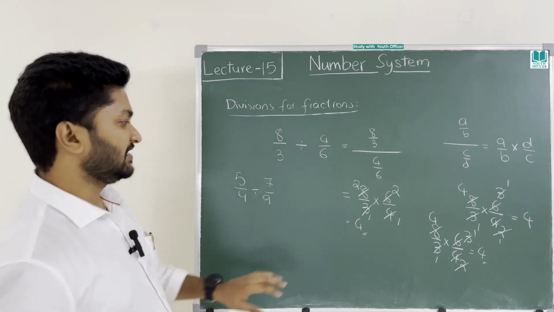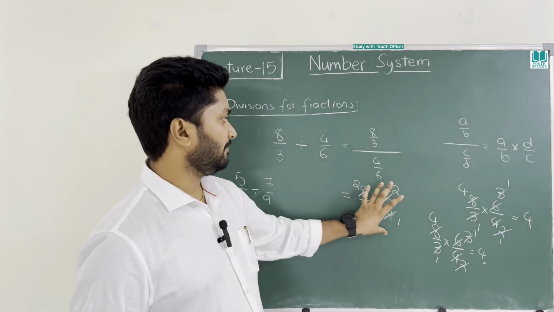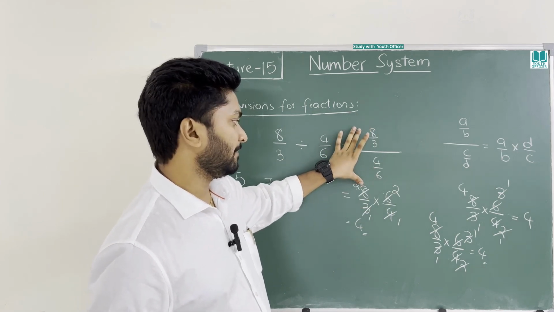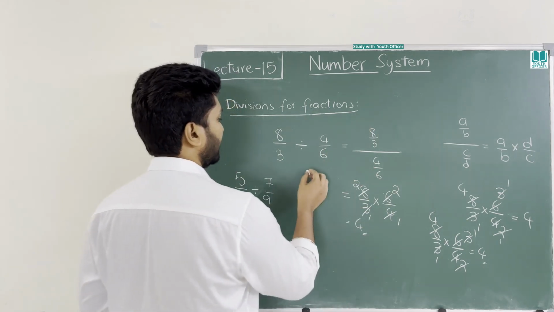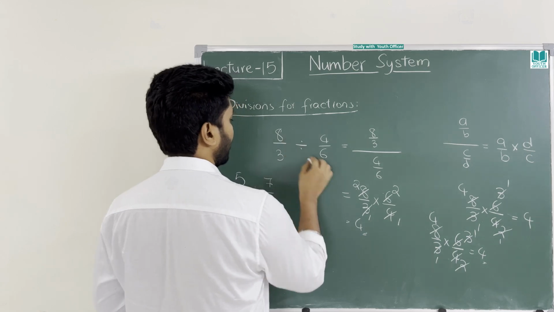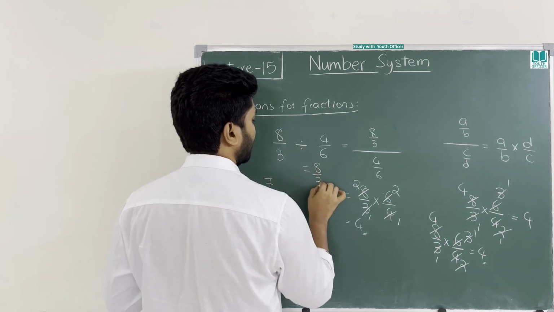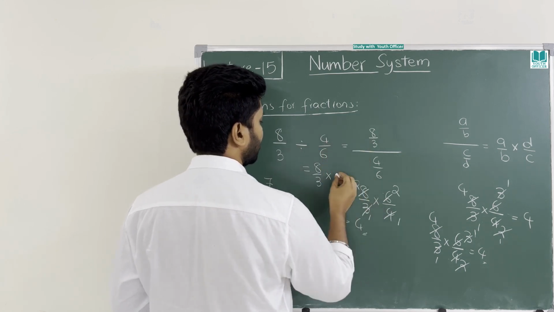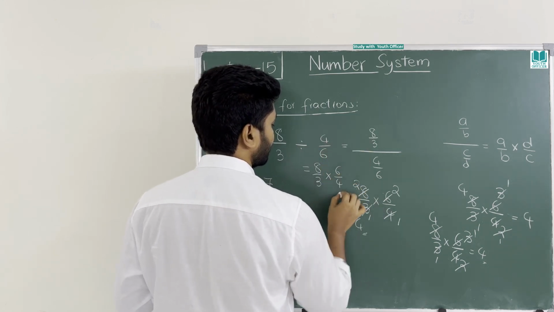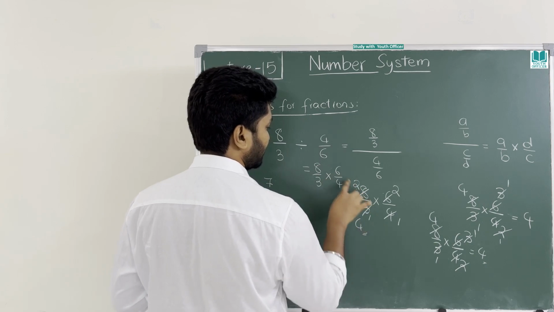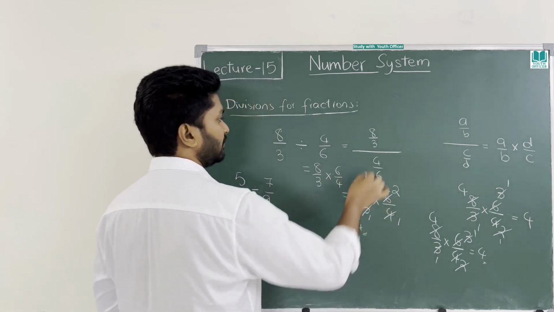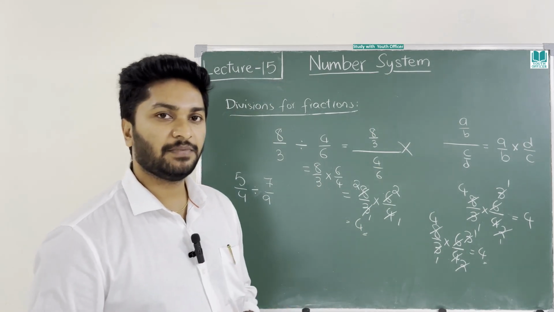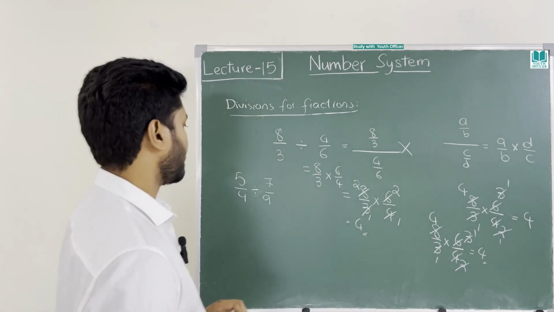I told you this step, right? You need not make this step. You can skip this step. I'll show you how. Directly, whenever you are writing 8 by 3, if you want to convert division into multiplication, immediately you reverse it here itself: 6 by 4. See, 8 by 3, 8 by 3, 6 by 4, 6 by 4. You can skip this step and directly write this. That will become very handy for you.